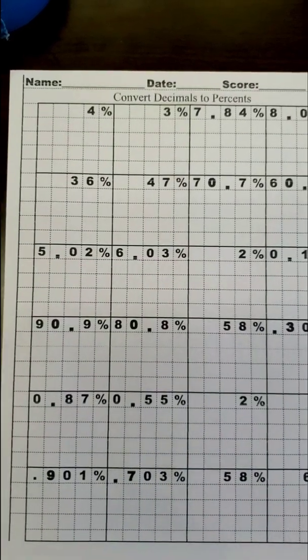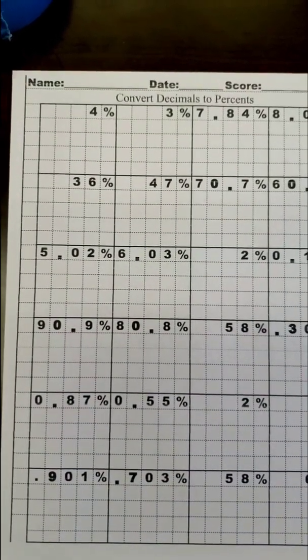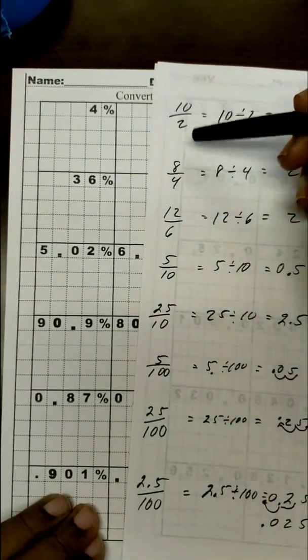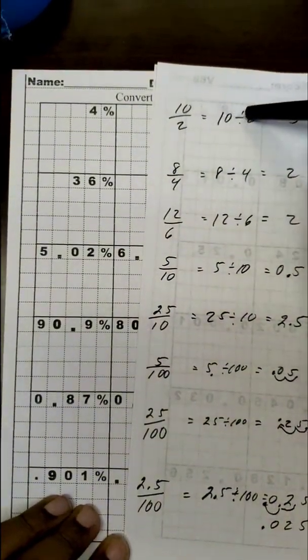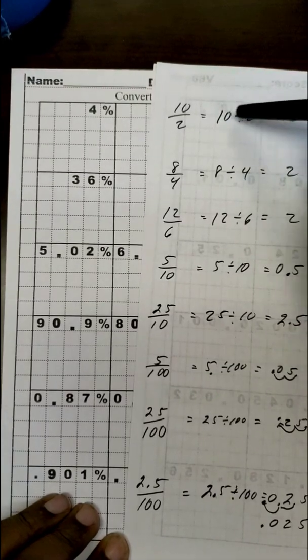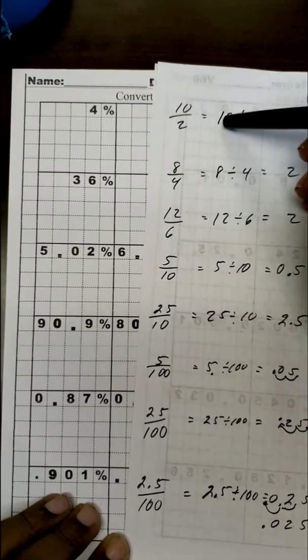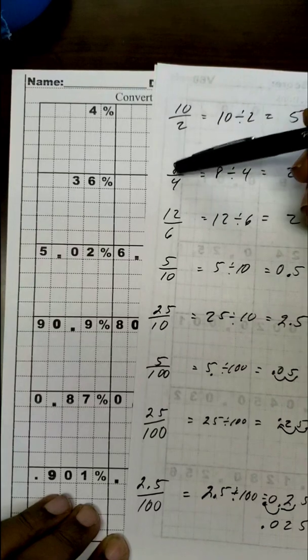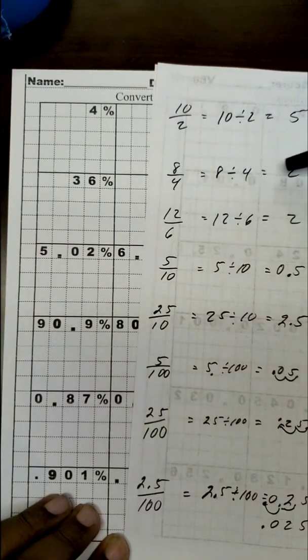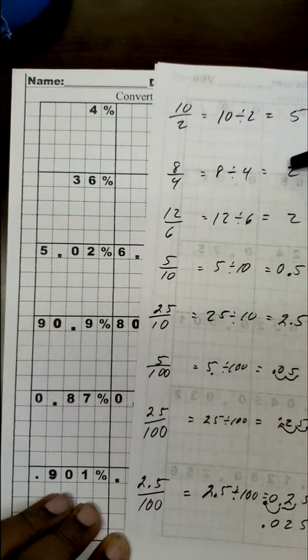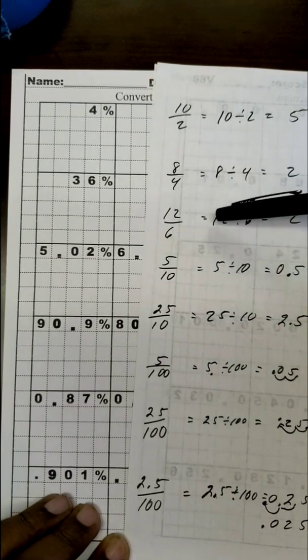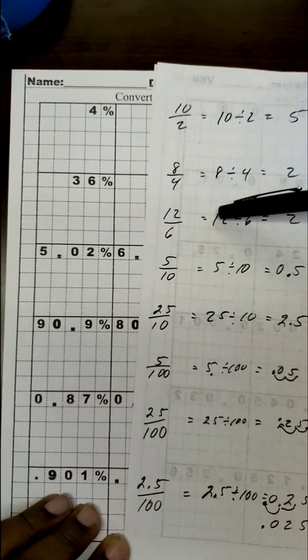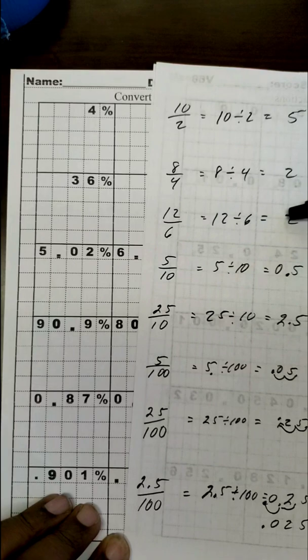Okay, we'll be converting decimals to percents, and let's take a look at fractions. Fractions, let's say 10 over 2 actually means 10 divided by 2. And dividing by a whole number makes the number 10 smaller, 5. 8 over 4 is actually 8 divided by 4, which is 2, and it made 8 smaller into 2. 12 divided by 6 becomes a 2.